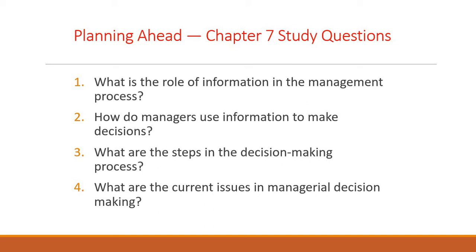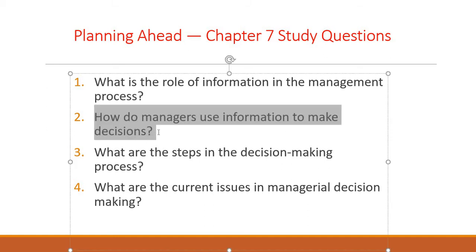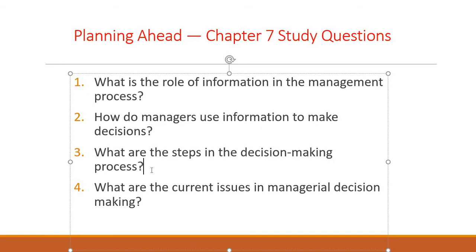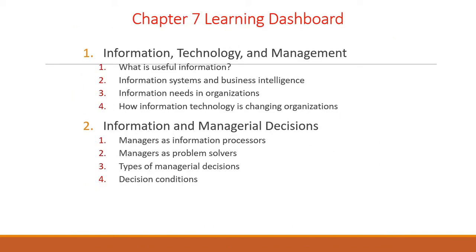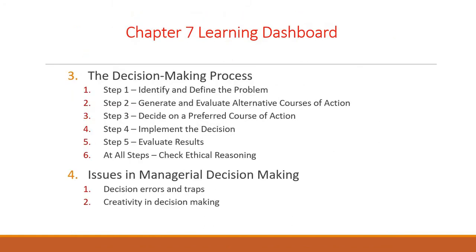Number one is about information technology and management. Second one is how do managers use information? So it's more on information and managerial decisions. Number three is about the steps in the decision-making process. And number four is about the issues in managerial decision-making. So these are the informations that cover the learning for the four.